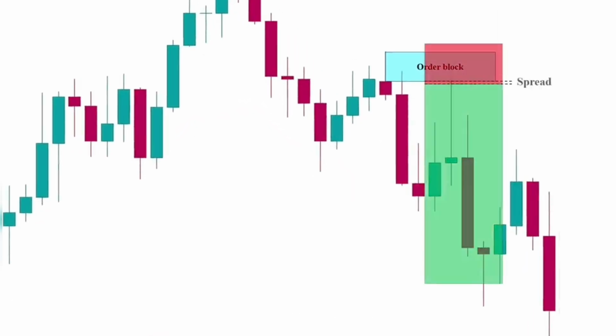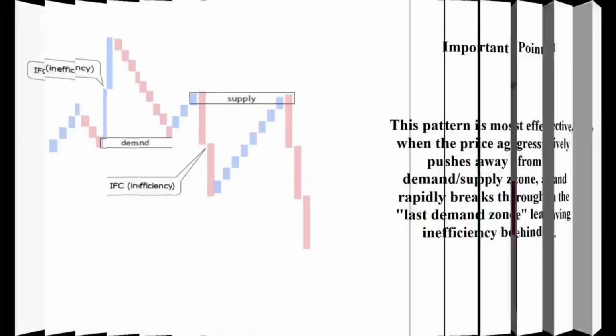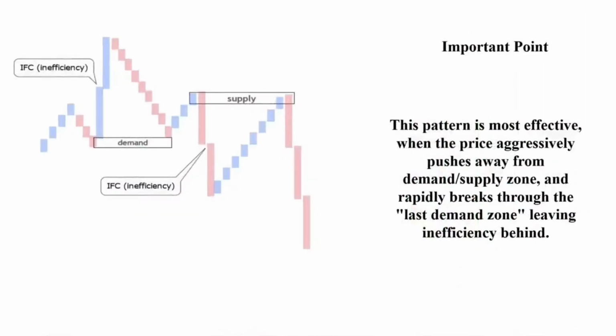We place our order a spread size below the order block zone with our stop loss a couple of pips above, and we will target the next demand zone in the higher time frame. But remember, this pattern is most effective when the price aggressively pushes away from demand and supply zones and rapidly breaks through the last demand zone, leaving inefficiency behind.